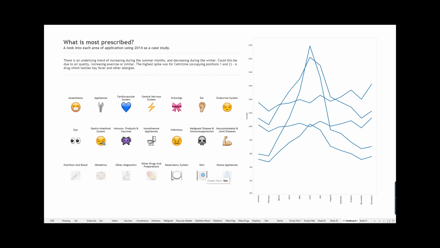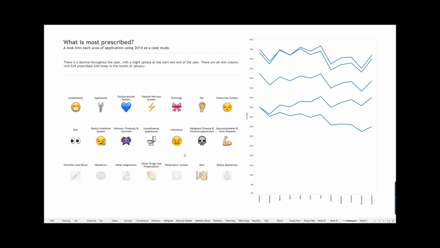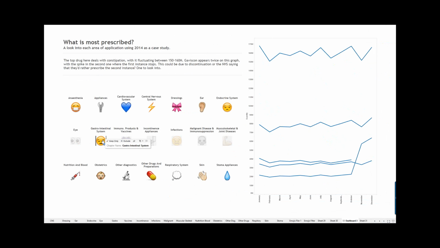Just trying to think what else. I think the gastrointestinal was quite interesting, because here you see 2 instances of Gaviscon. So Gaviscon, this one here and this one. But the spike here you can see is because this one here they've stopped prescribing it, or they've changed it, or like said this is a preferred one. So this one's shot up because it's now getting all of these prescriptions. It could be an explanation.